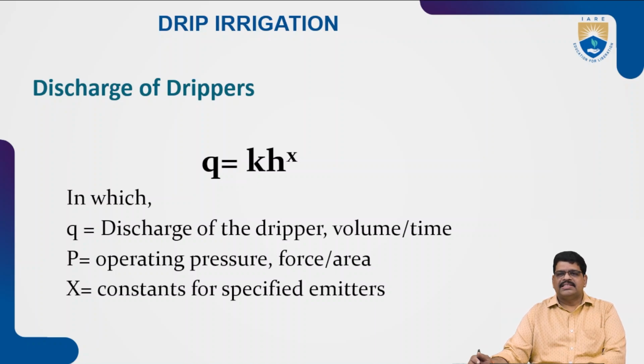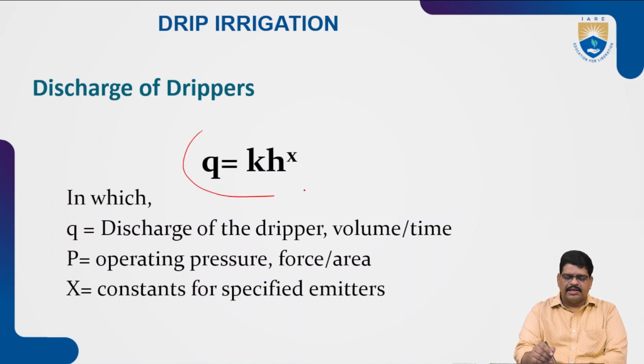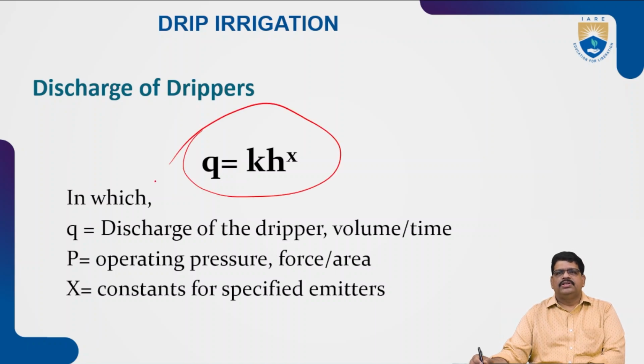Next, X is equal to a constant for the specified emitters. So there is a constant for specified emitters. Based on this formula, Q is equal to K H to the power of X, the discharge can be calculated, that is, how much water will be discharged by the drip irrigation system on the particular area which we have to provide.